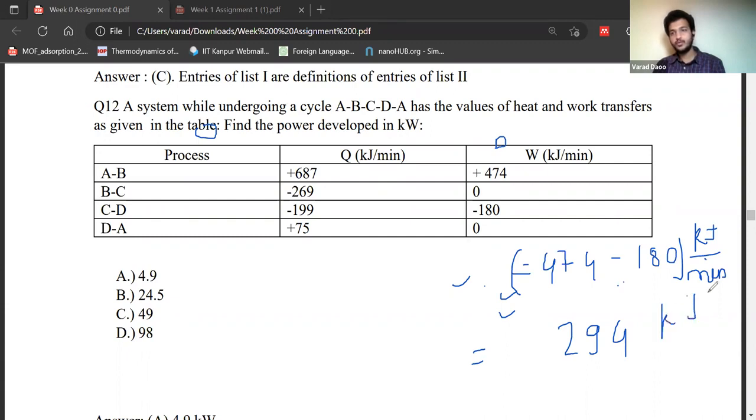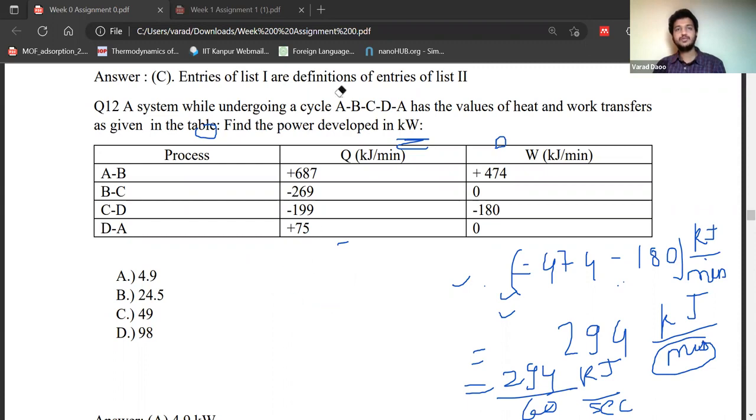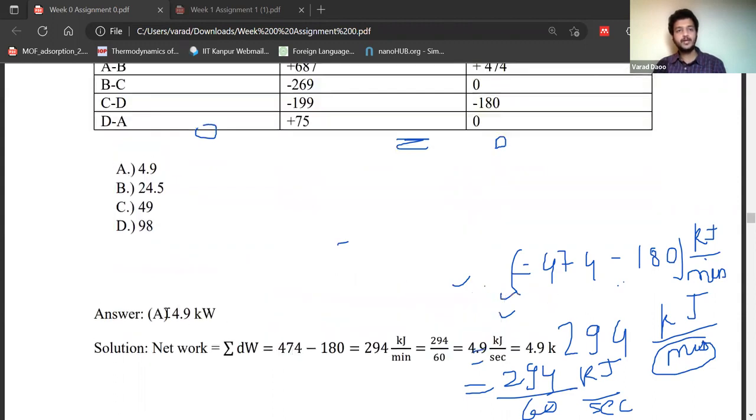This will be kilojoule per minute, and we are asked in kilowatt, right? So what is kilowatt? Kilowatt is nothing but kilojoule per second, right? So we need to convert this minute to second. So how do we do it? We just divide it by 60. This will be kilojoule per second, which corresponds to this value, right? Okay, 4.9 kilowatt.